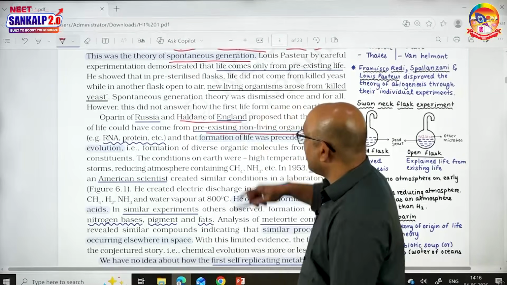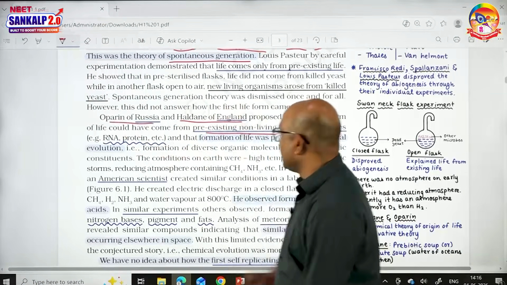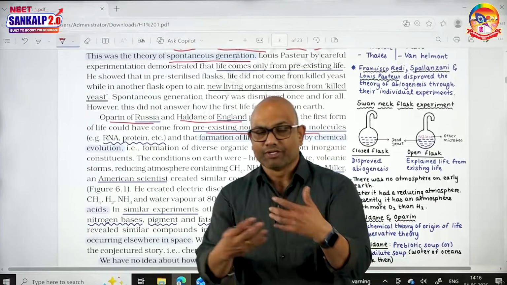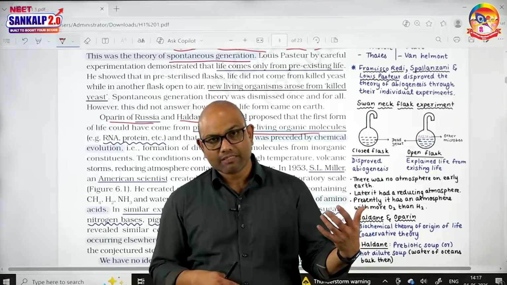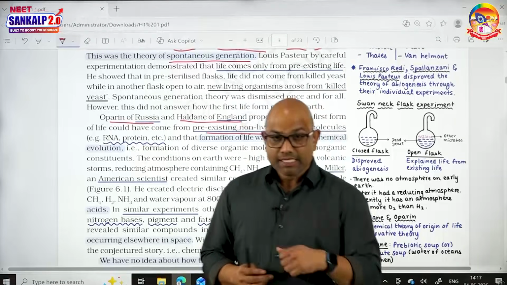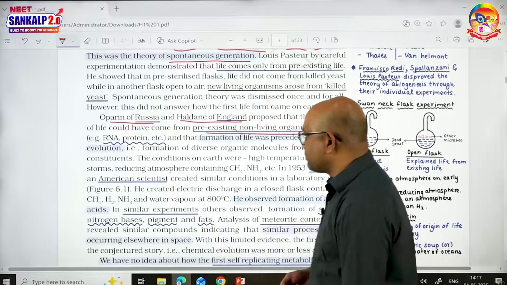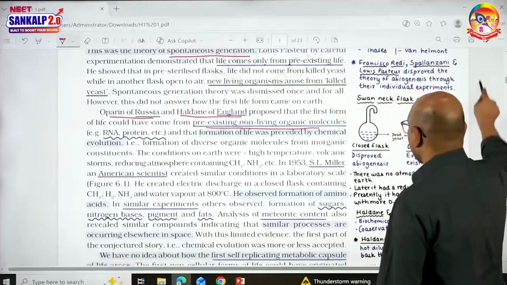Haldane is of England, Oparin is of Russia. They explained this theory in two versions. The first half of the theory is called chemical evolution, that is chemogeny. The second half of the theory is biological evolution, that is biogeny. First let me explain chemogeny.